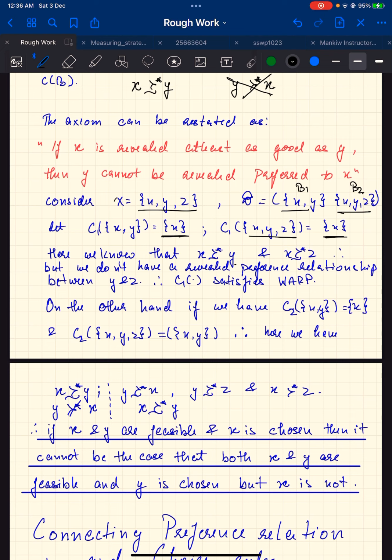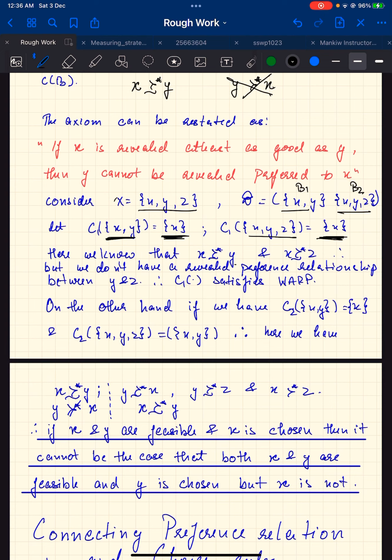But we do not have any revealed preference relationship between Y and Z, and therefore we can say that the first choice rule satisfies the weak axiom of revealed preference, because when faced with the choice between X and Y, the individual chooses X, and again when faced with the choice between X, Y, and Z, the individual again chooses X. So there is a certain sort of consistency in the individual's choice behavior.